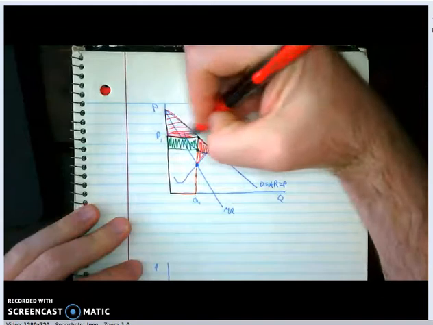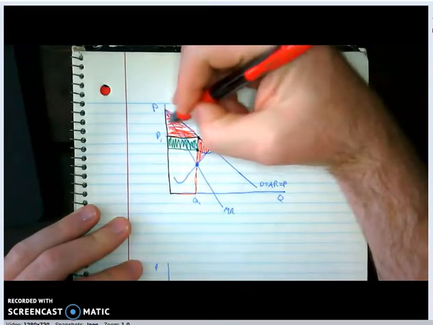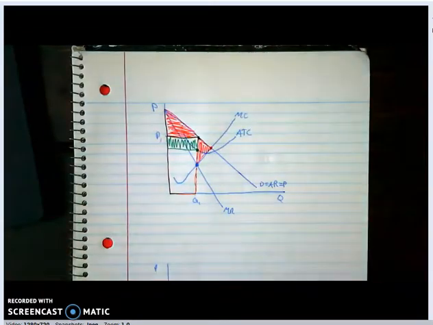This red triangle up here is our consumer surplus. This green rectangle is our economic profits for the firm. And the orange box is our total revenue for the firm. So that's a typical monopoly, right?